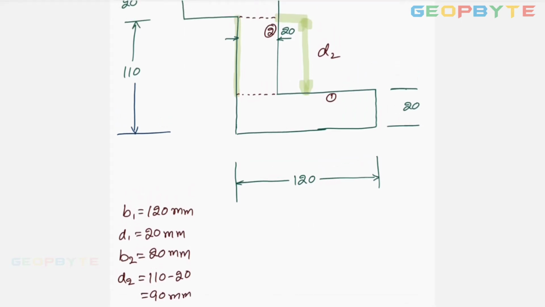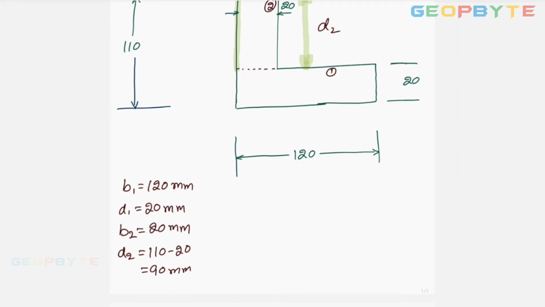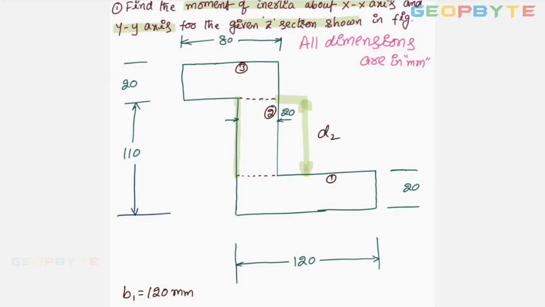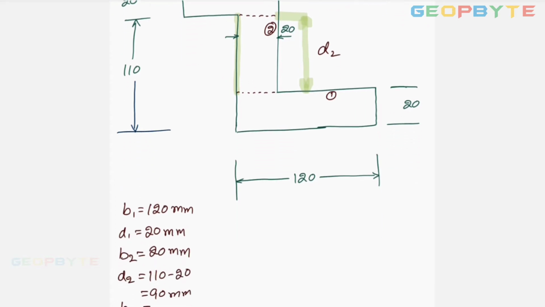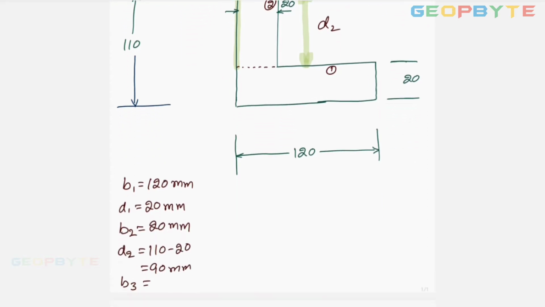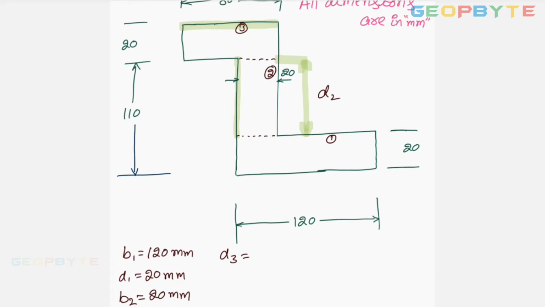Similarly, width for section 3, B3. Look at the width for section 3. For section 3, this is the width, 80 mm. So width for section 3 is 80 mm and depth for section 3 is this one. This is the depth for section 3, that is equal to 20 mm.